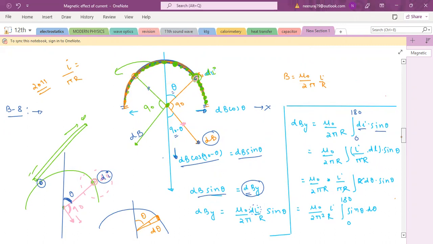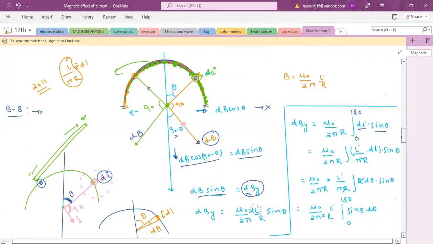Let us assume this length is dl. जो छोटा सा length लिया ना बच्चों, ये वाला length. This length is dl. So current in this length is multiplied by dl: I by pi r, current in unit length. Unit length is this side. Okay, don't think unit length perpendicular. This side only, right? Into dl.